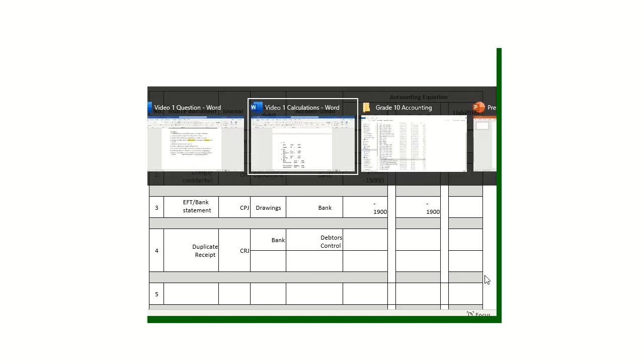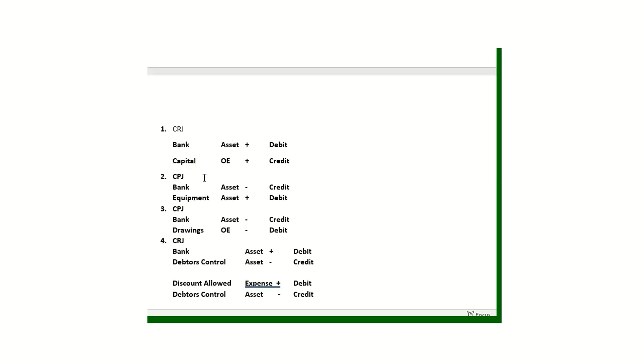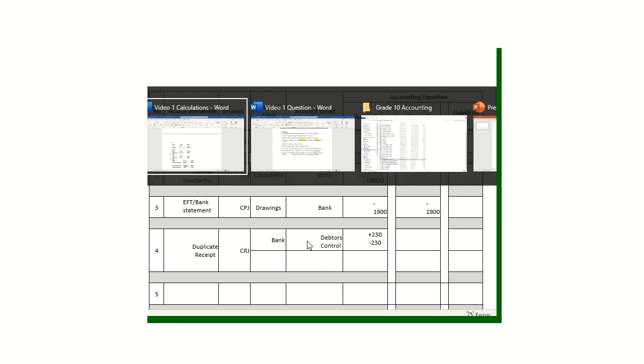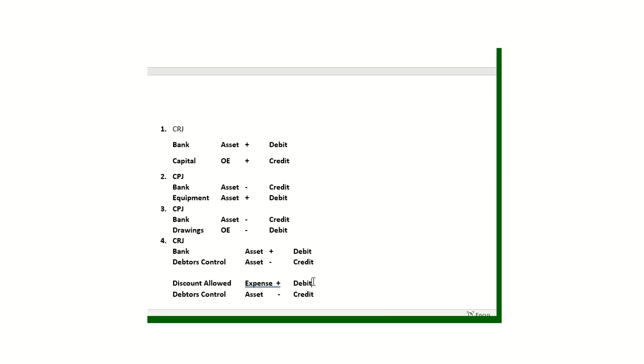Let's just make sure. I said both are assets. It's plus and minus because the bank gets more, the debtor less, and they're both assets. So it's plus 230 and minus 230, both under the asset column. Okay, but I said there's a second part, the part for the discount, so let's just move down.